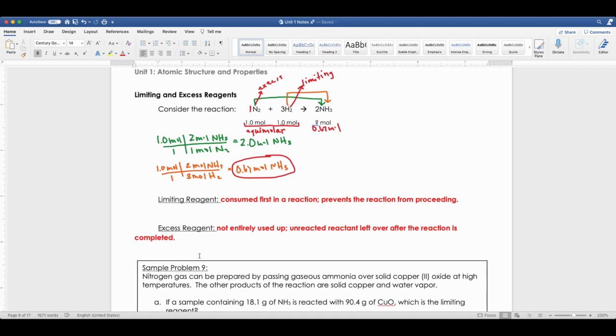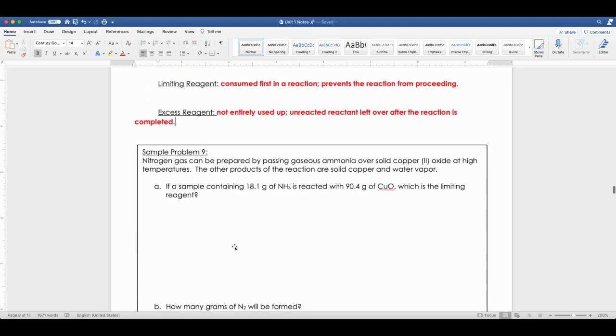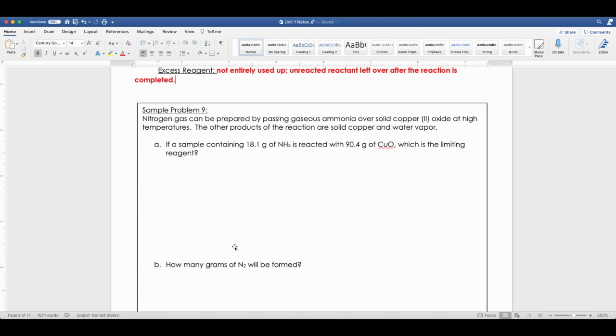All limiting and excess reagents is just like stoichiometry on steroids, right? You're just doing a lot of stoichiometry problems wrapped up into one in order to figure out amounts that are produced and amounts that are left over. Like I said, I went over this in a lot of detail in Chem 2, so this is going to be a pretty short video just doing sample problems 9 through 11 here. But let's go ahead and do 9.